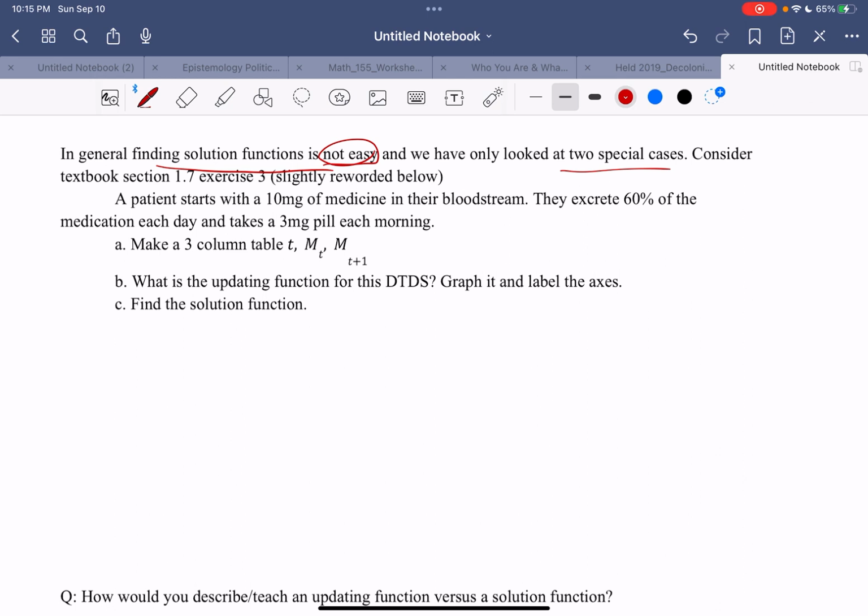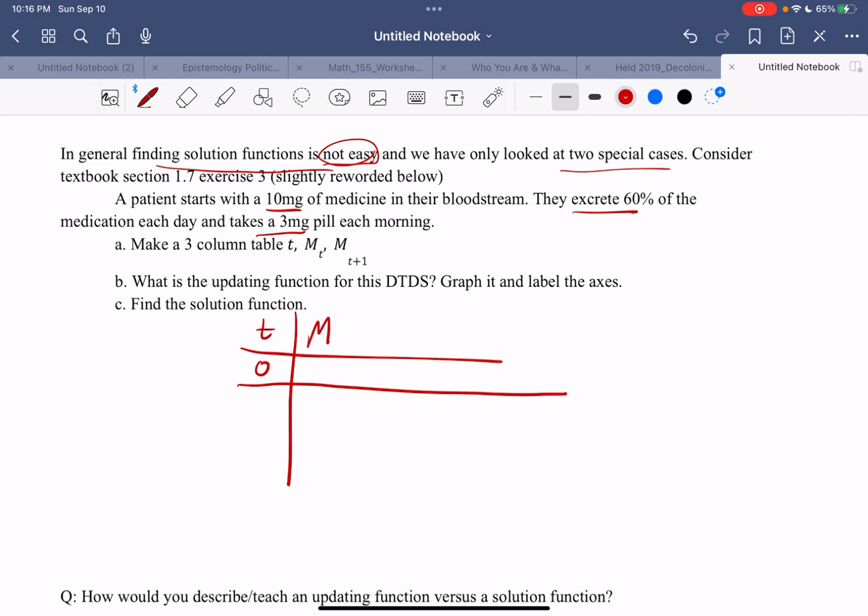A patient takes a 10 milligram pill of some kind of medicine. So we're just going to assume 10 milligrams of medicine is running throughout their bloodstream. They're going to excrete 60% of it every single day, and they're going to take a 3 milligram pill each morning. All right, so at time 0, how much medication is in their blood, and then what about a day later?